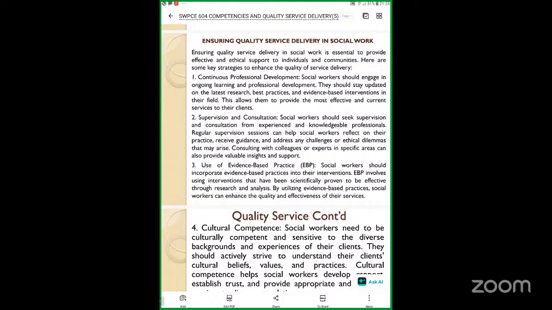So we want a way of improving his status, moving from one rung of the ladder to another. Ensuring quality service delivery in social work: how do we have it? Continual professional development, like we are doing now. Some of these things you may have learned in passing in school, in theory, but how do you make use of them in practice? So continual professional development is what you do always. Most professional bodies do this every year. Some call it annual, some call it compulsory, mandatory annual professional development.